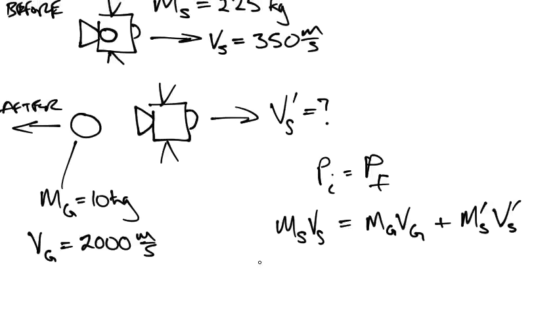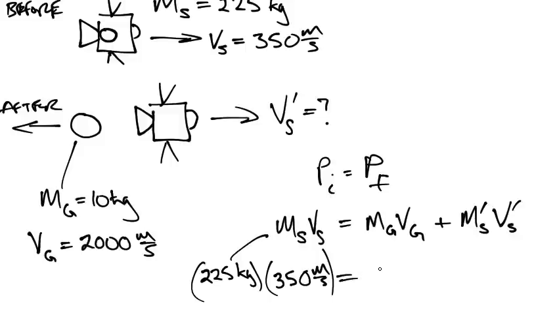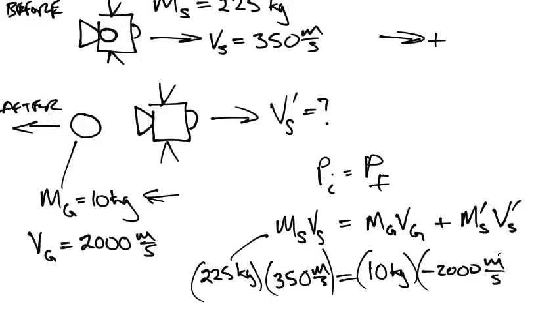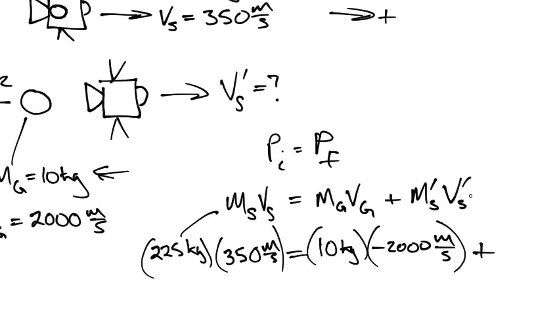Let's see if we can put some numbers to this. Originally, the mass of the satellite was 225 kilos. The velocity of the satellite originally was 350 meters per second. Then, what's the mass of the gas? Well, that's given right here, 10, multiplied by the velocity of the gas, which, now listen, if this direction is positive, that means that this 2,000 being to the left is a negative 2,000 meters per second.